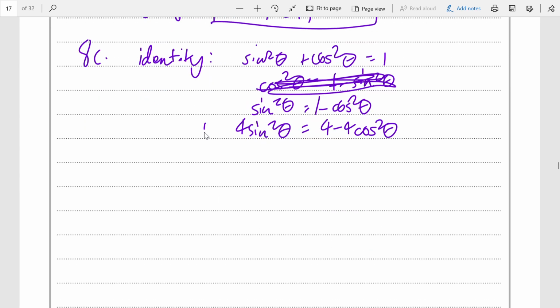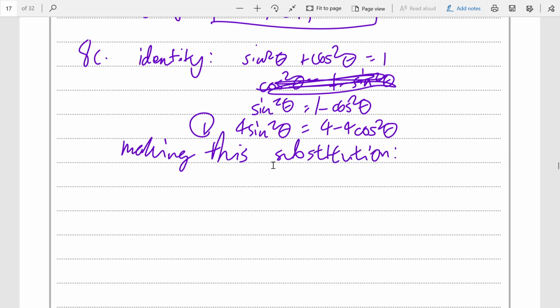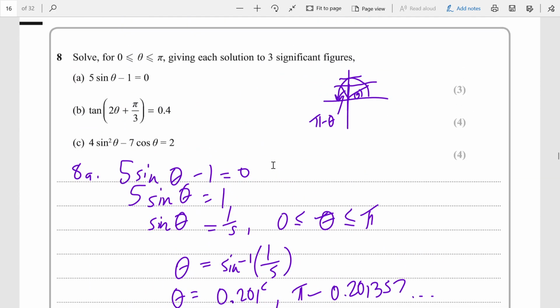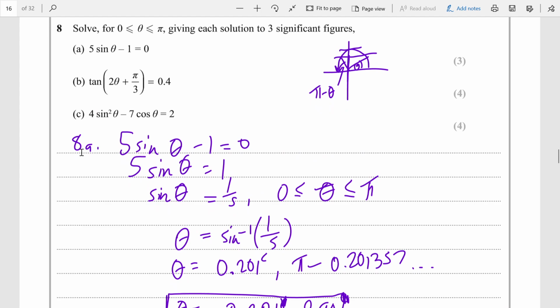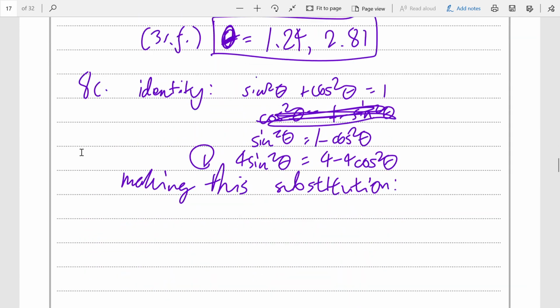So making this substitution, we get the case in this equation that 4 minus 4 cos squared theta minus 7 cos theta is 2.